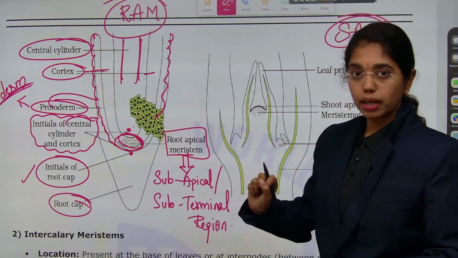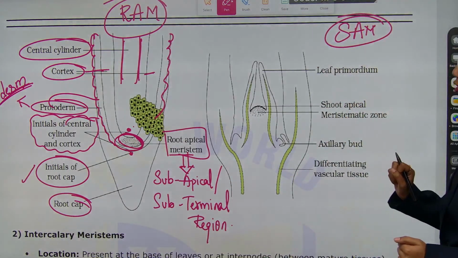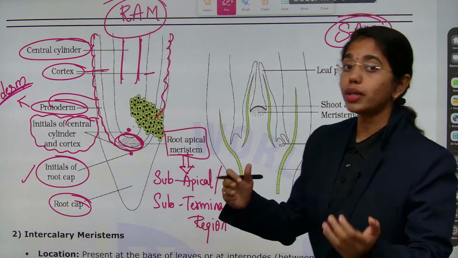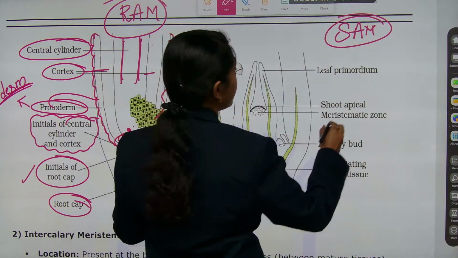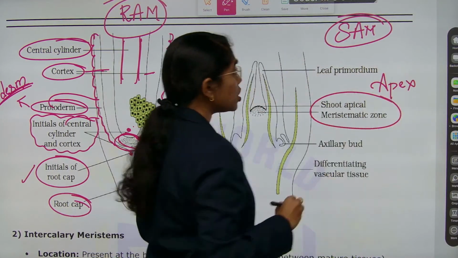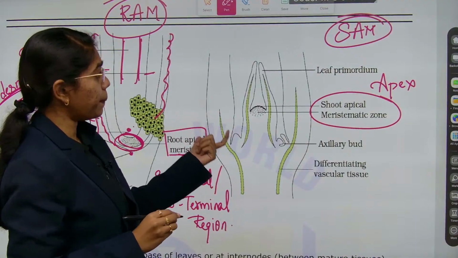Clear with the root apical meristem? Now we will look at the shoot apical meristem. Unlike the root apical meristem, the shoot apical meristem is present at the apical region, or at the apex.